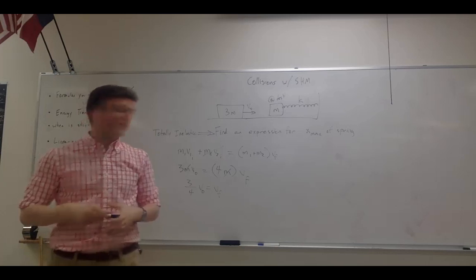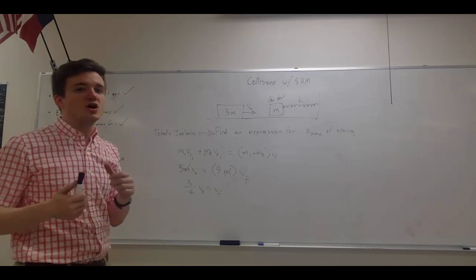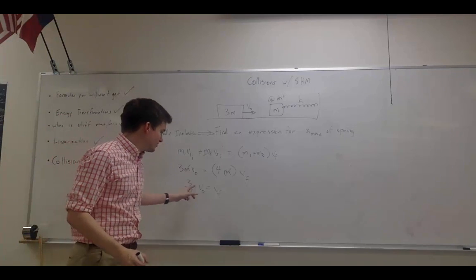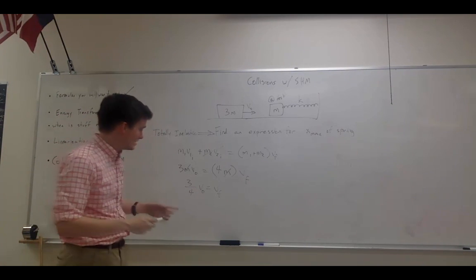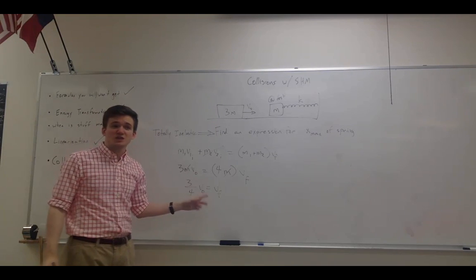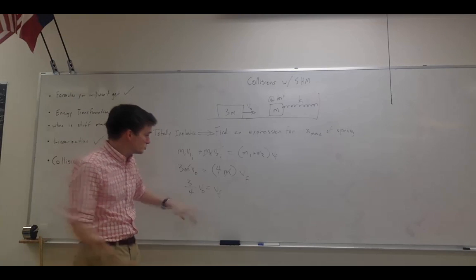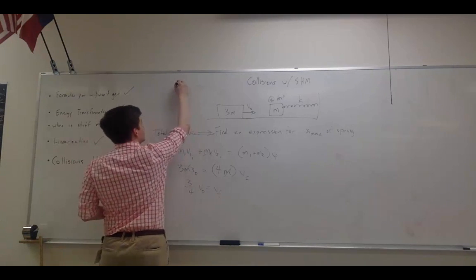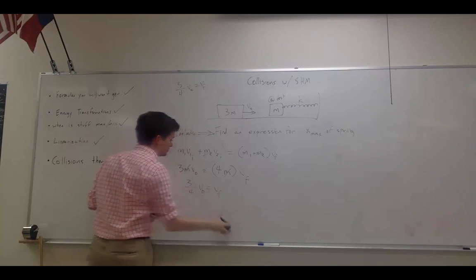3/4 v naught is v final. Now, what I saw a lot on that last test, people would say 3/4 meters per second. Done. It's not 3/4 of a meter per second. It's 3/4 of whatever v naught is. We don't know what v naught is, but it's 3/4 of whatever that is going to be v final. So we're going to keep this in our back pocket and then use it more later.